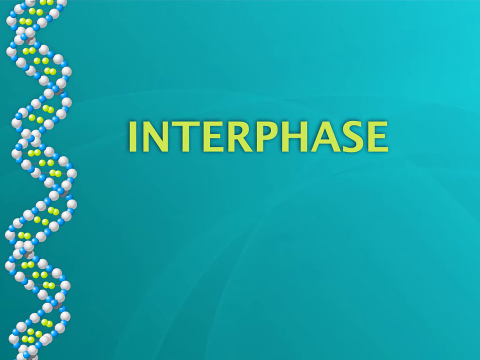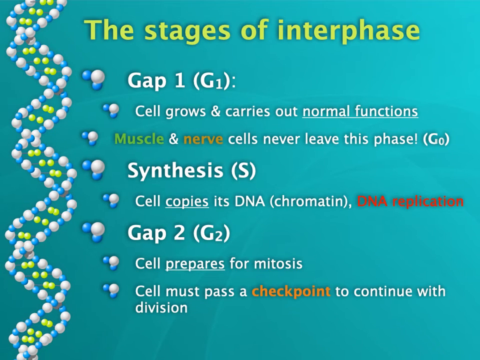Let's talk about interphase. There are three stages: Gap 1, Synthesis, and Gap 2, and they're known as G1, S, and G2. In Gap 1, the cell grows and carries out its normal functions. Some cells never leave this phase, and they're no longer called G1. They are said to be stuck in G0. Muscle and nerve cells come to mind.